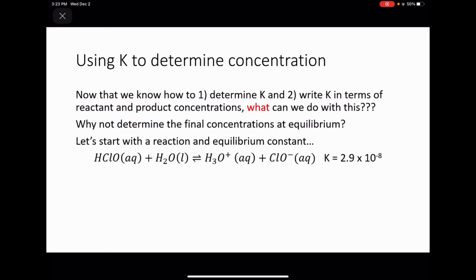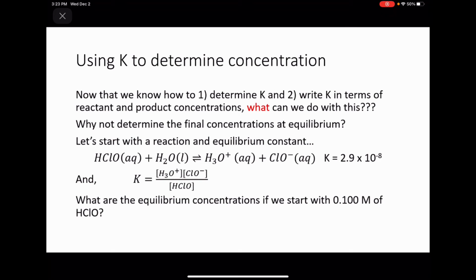So we have the K, we can look up the K for this, or if we were to do all of the delta G's of these formations, we could figure out the delta G of reaction, use minus RT natural log of K, and determine this. It turned out to be 2.9 times 10 to the minus 8. If we were to write this equilibrium constant, we know we could ignore the water, and we put products over reactants.